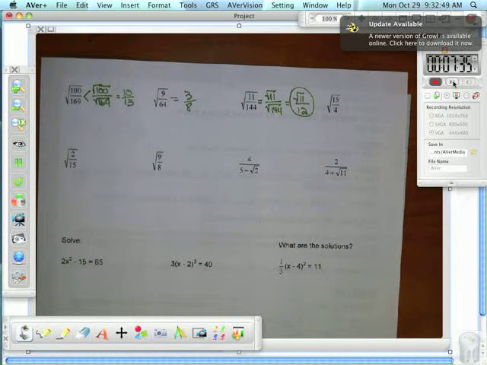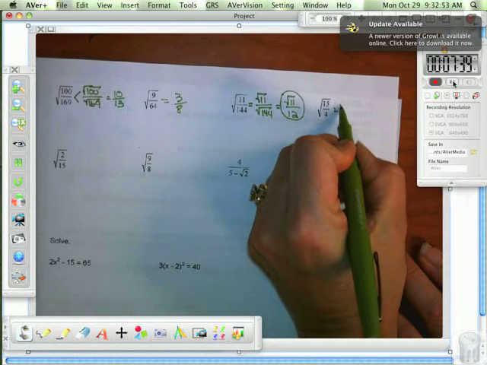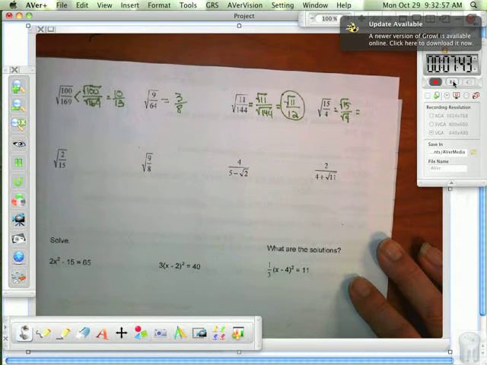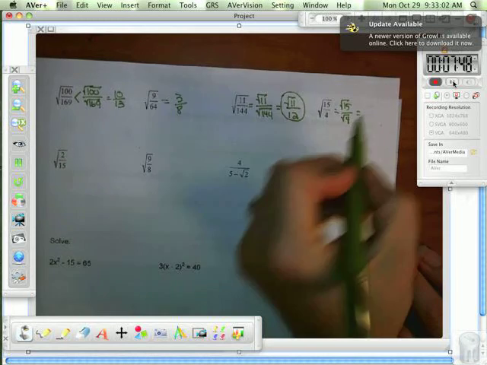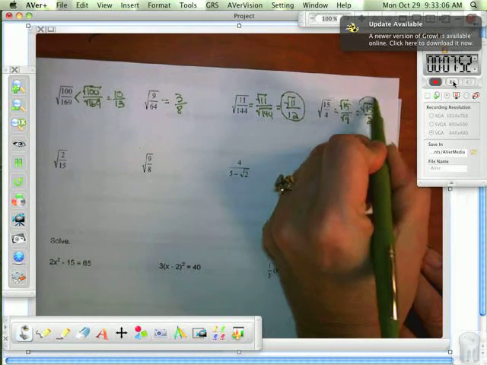Same with this one. Square root of 15 over the square root of 4. My goal is always to get rid of the radical in the denominator. Square root of 15 over what? 2. Can 15 be divided by anything on that list? No, so you're done.